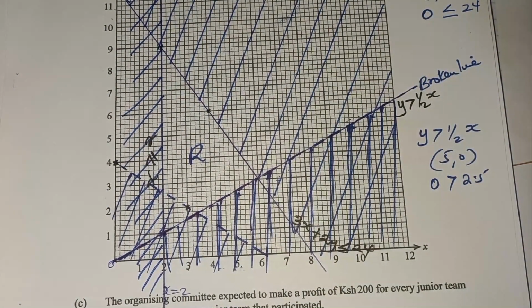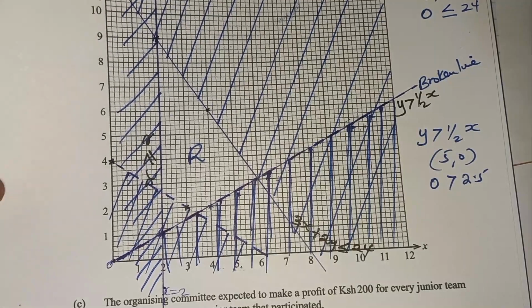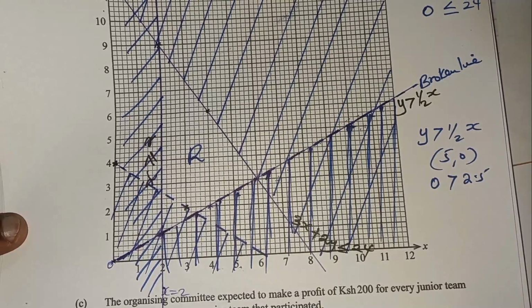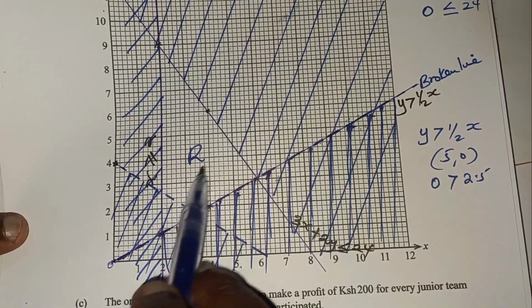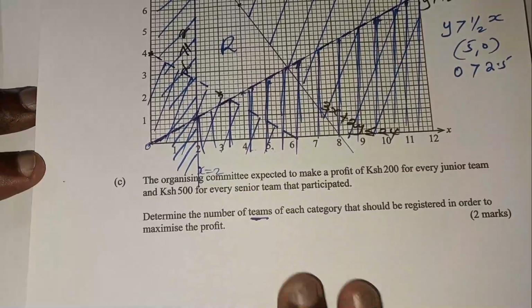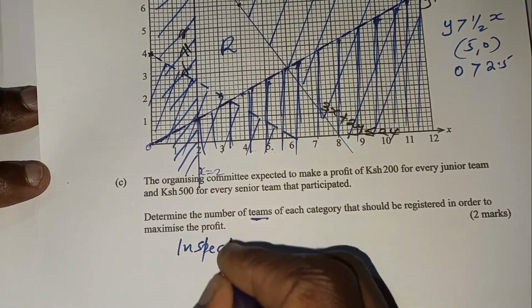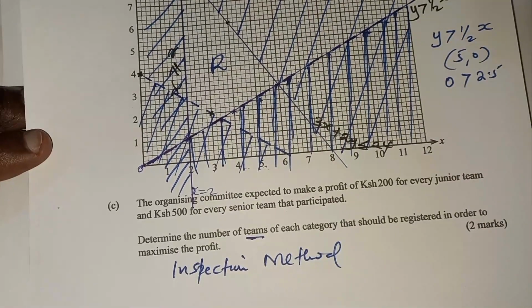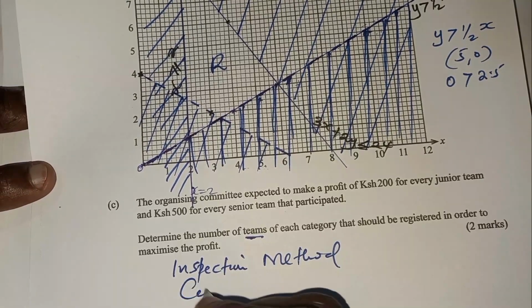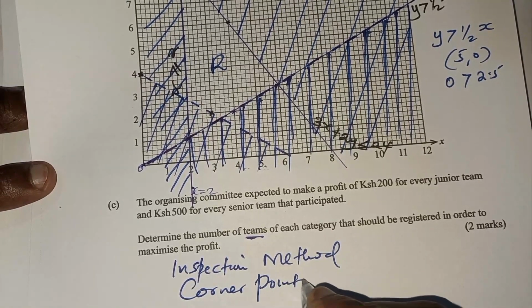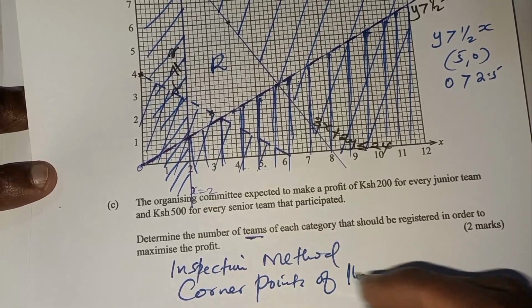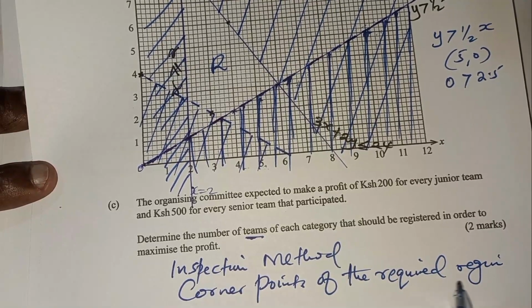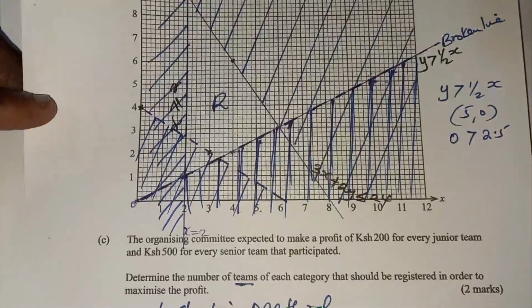And the best approach, there are several methods of finding these. You can use the set square sliding method, and you can use inspection. When I look at this region, we are going to use the inspection method. For the inspection method, we actually check the corner points of the feasible or the required region. So identify the corner points. And these are the corner points.